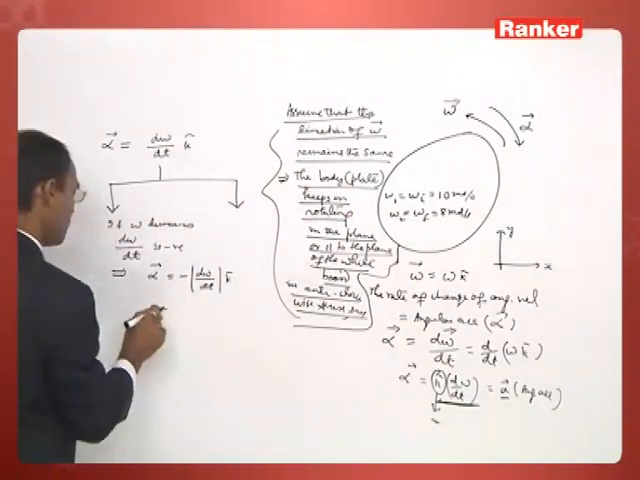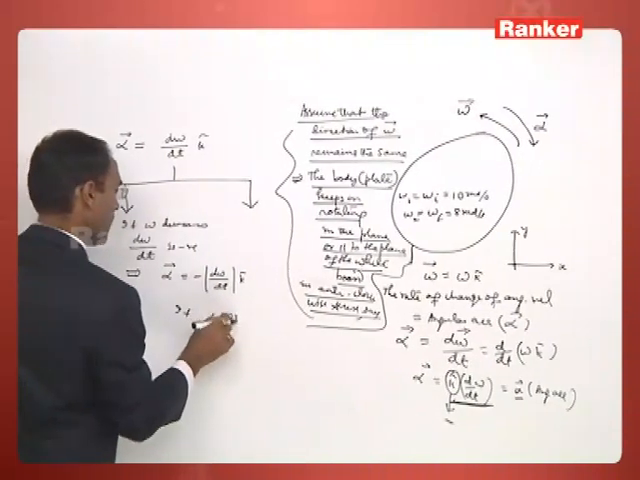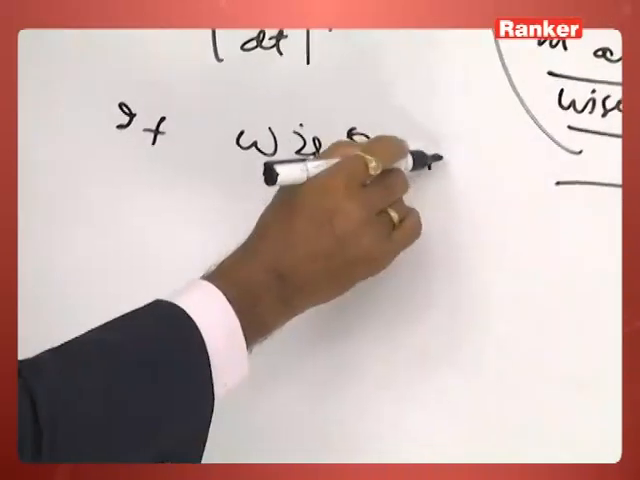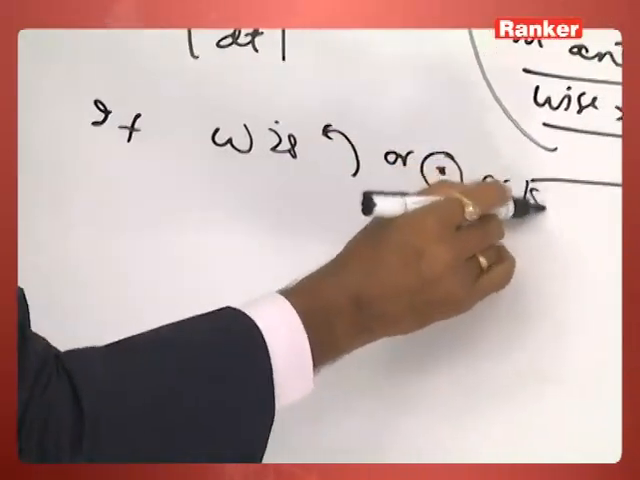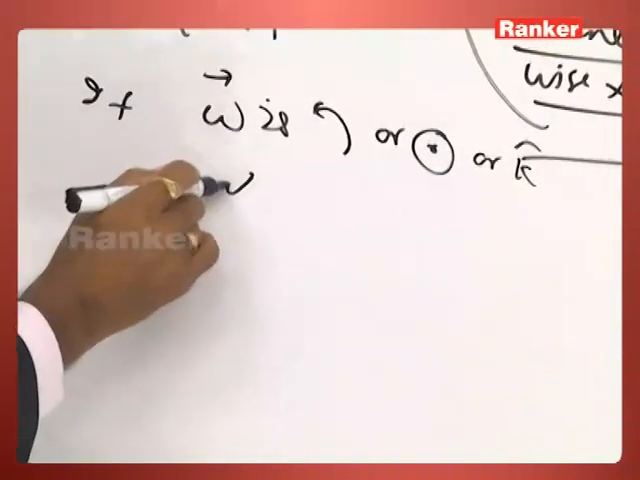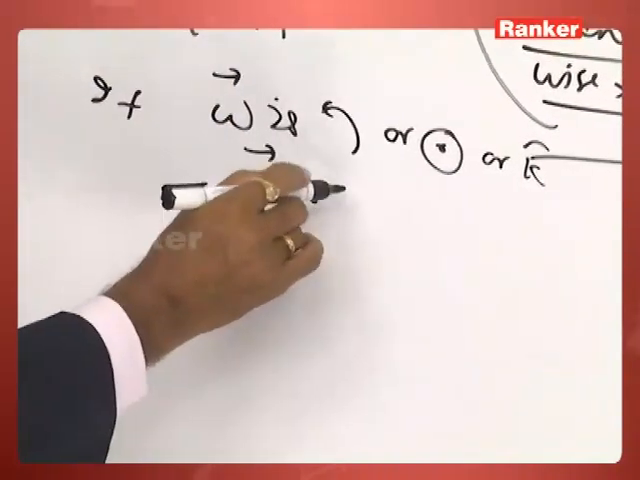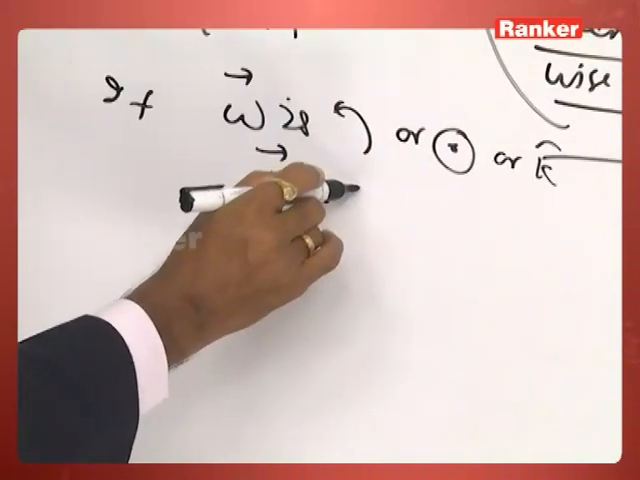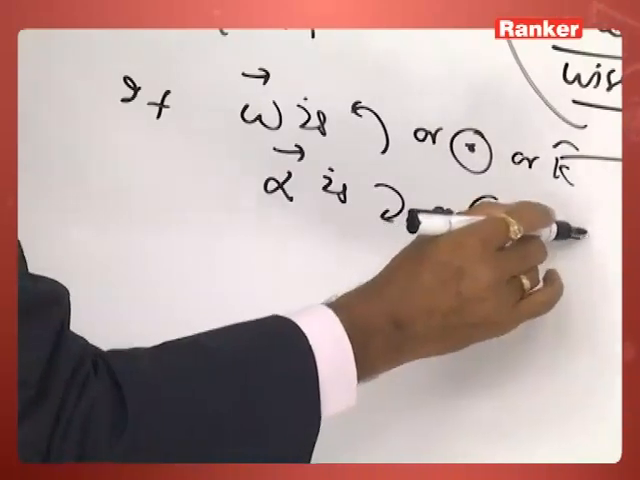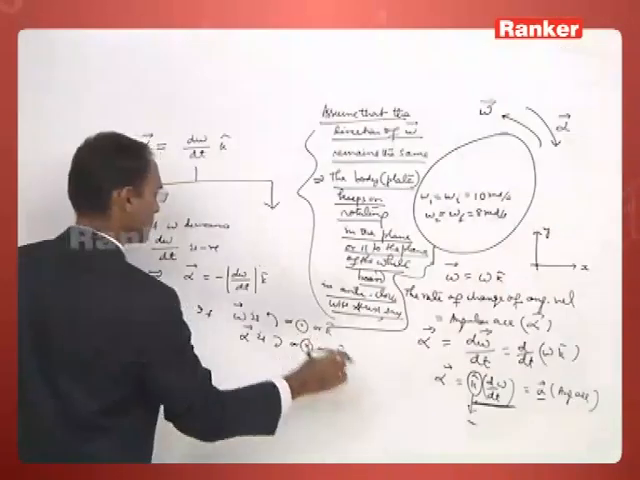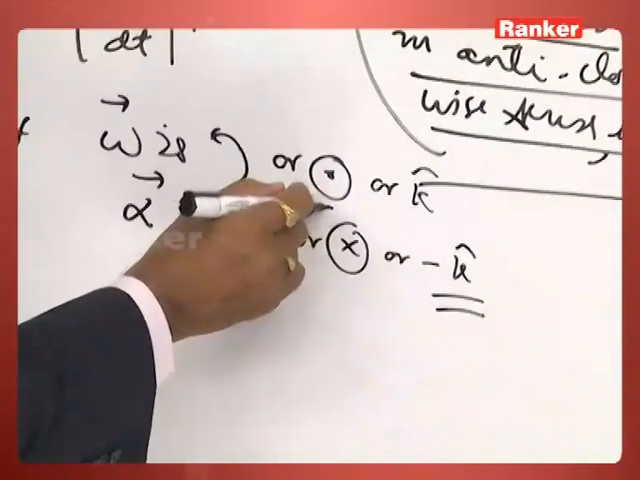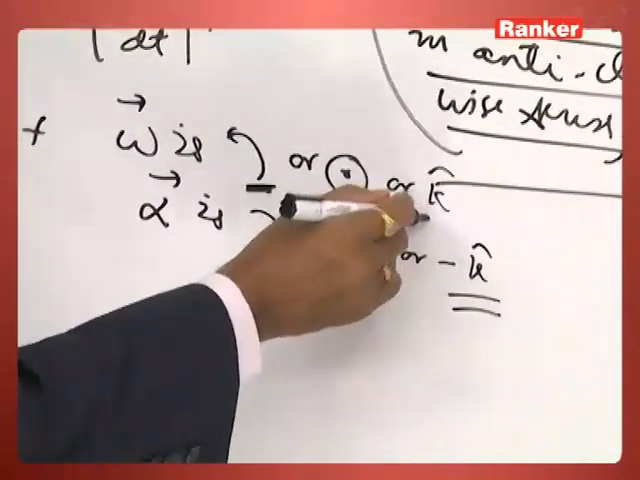So if omega is anticlockwise or outward or plus k direction, alpha direction is clockwise or inward or in minus k direction. Anyone you choose, you can choose this symbol, or this symbol, or this symbol.